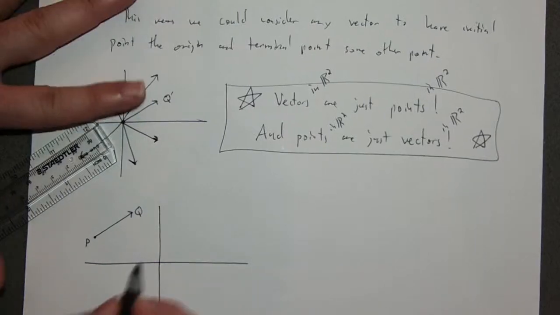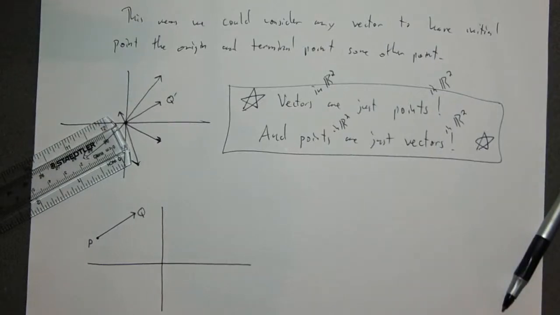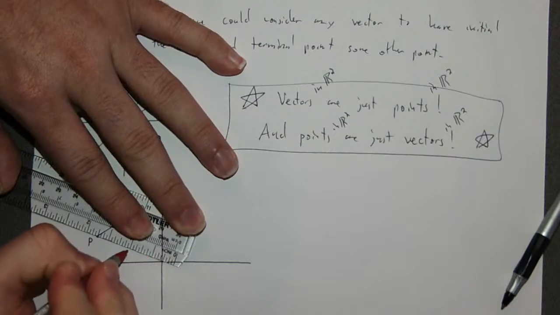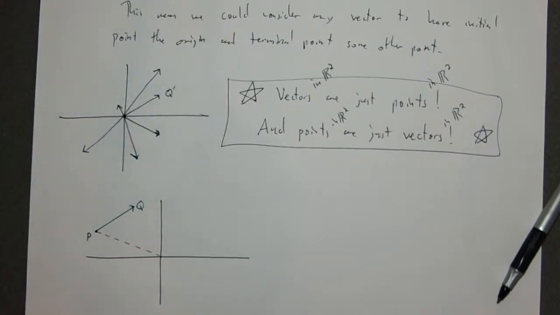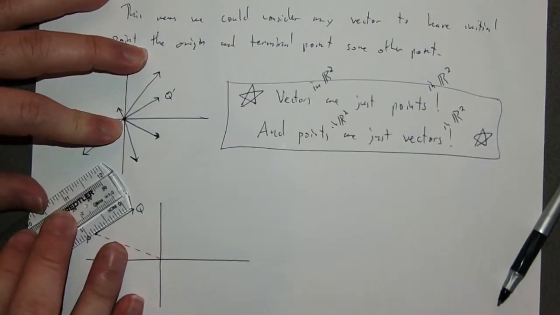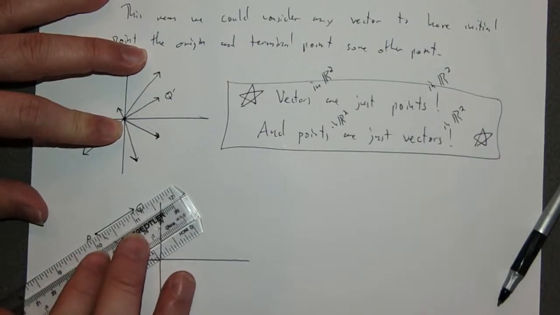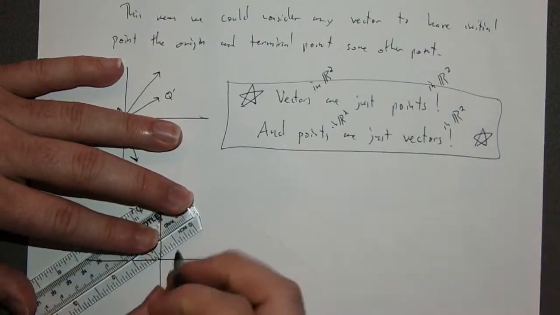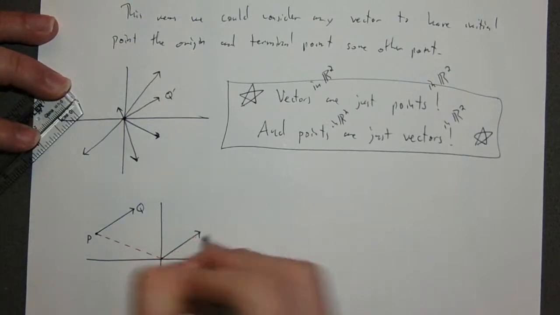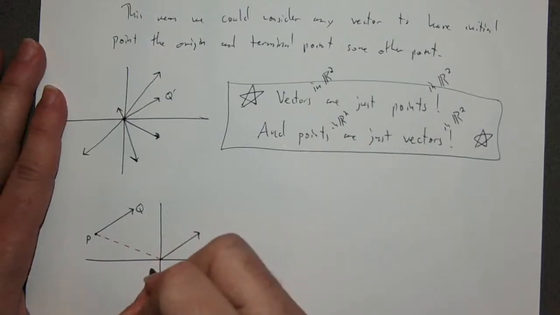I take this vector and translate it to the origin. How do I do this translation? If you like, I can draw a dashed line here, and you can imagine me taking this vector and sliding it right down that line, translating it to the origin. So let's look at our translated vector. P goes to P prime, which is just the origin.